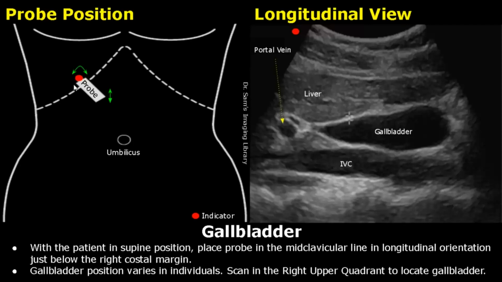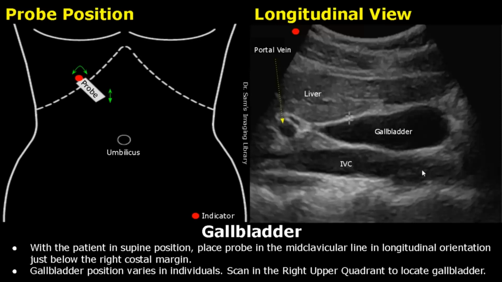You will get this type of image. The liver is used as a window to scan the gallbladder. This rounded structure with hyperechoic walls is the portal vein. And over here is the inferior vena cava.